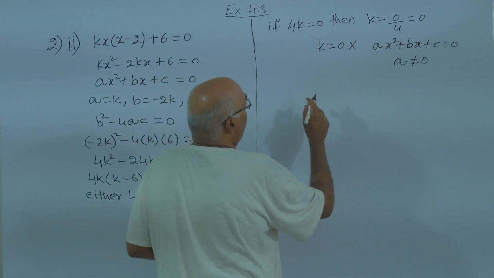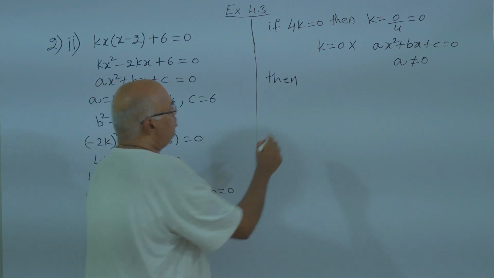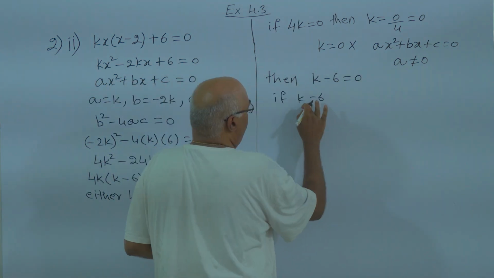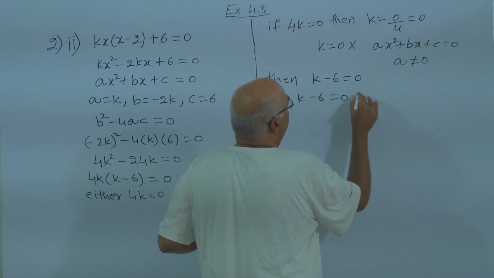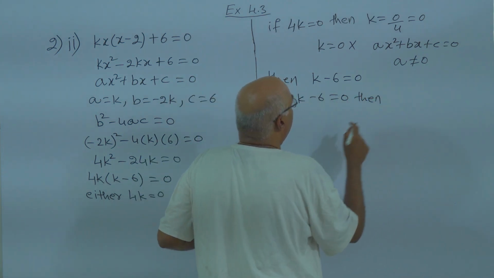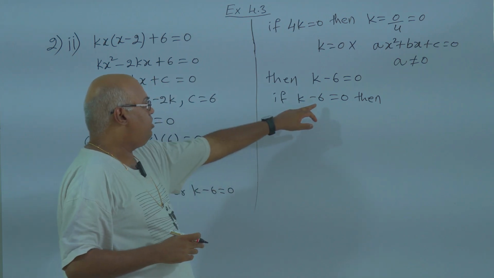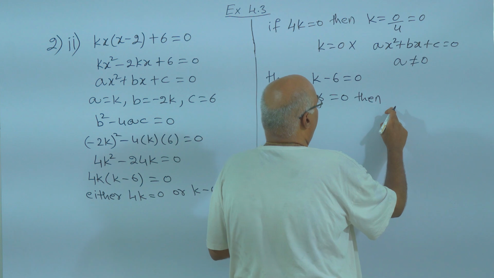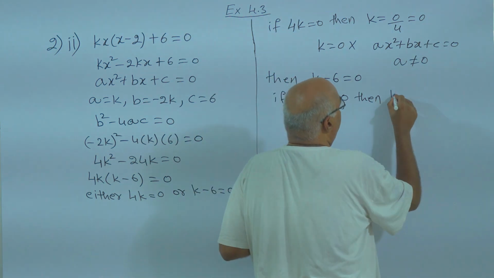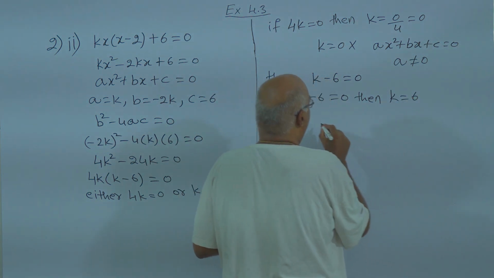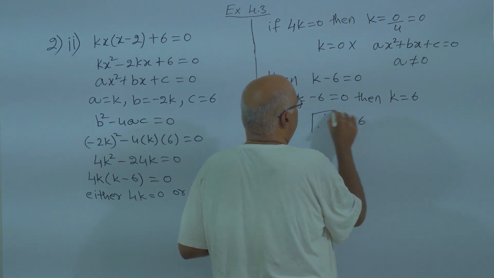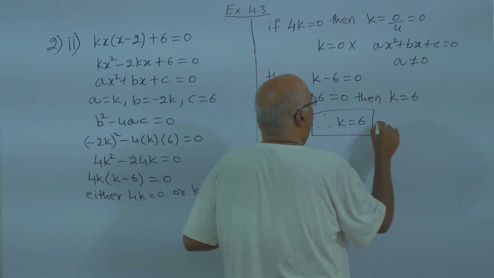So if k is not equal to 0, then k minus 6 should be equal to 0. See here, on the left side of the equal to sign you have minus 6. If I take this minus 6 to the other side of the equal to sign, it will become plus 6. Then k will be equal to 6. Therefore the value of k is equal to 6. This is our required answer.